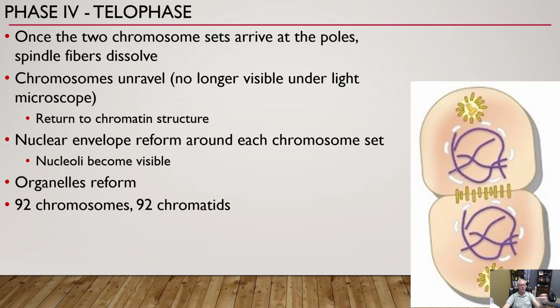The nuclear envelope starts to reappear. The nuclei start to become visible. The organelles start to reform. Again, because we have not separated this cell yet, we have 92 chromosomes and 92 chromatids. Our cell has not officially separated yet. That's cytokinesis. We'll talk about that here in a second.